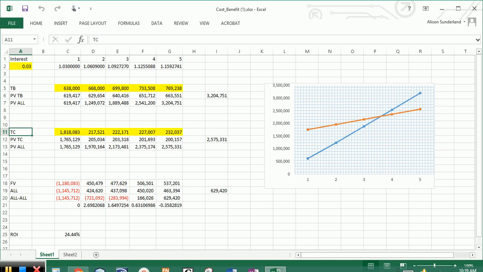So I bought a little fixer-upper a couple of years ago, and I've been slowly and steadily remodeling different parts of the house. And now I've decided that I want to finish the basement. And so I'm going to run a cost-benefit analysis on finishing my basement.